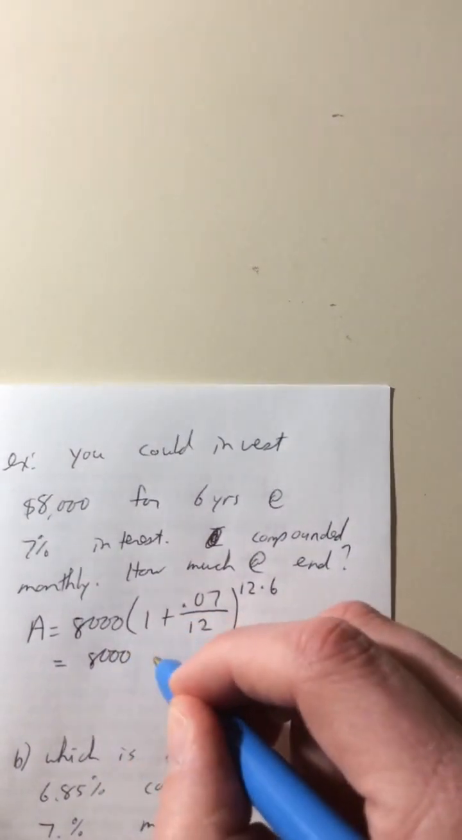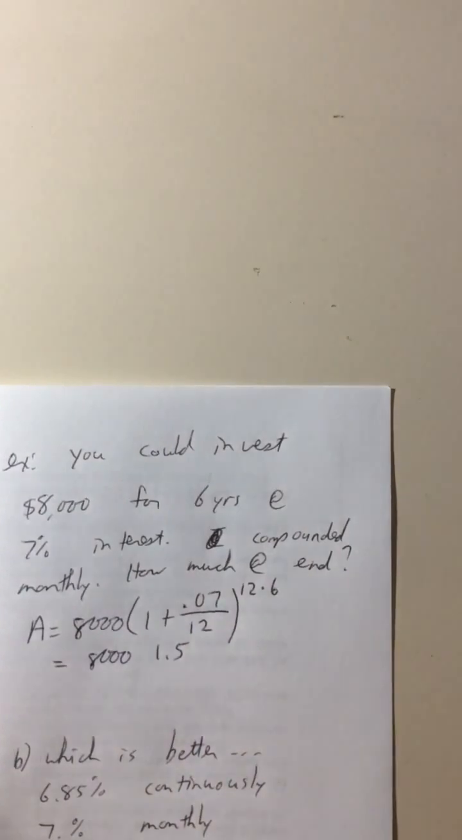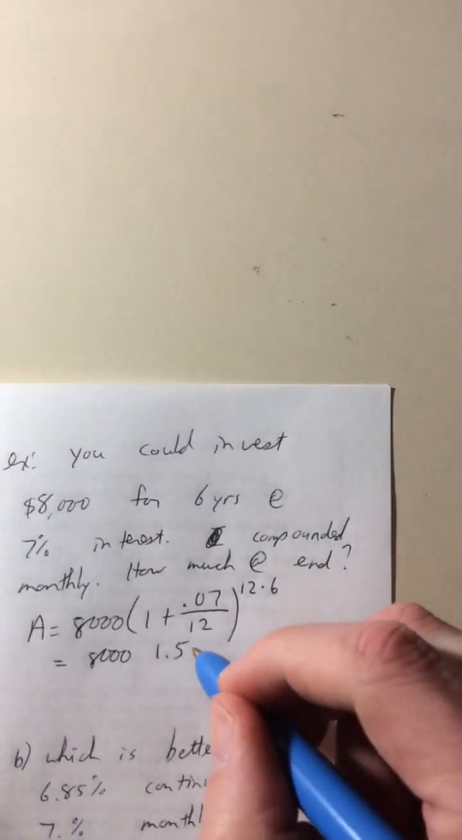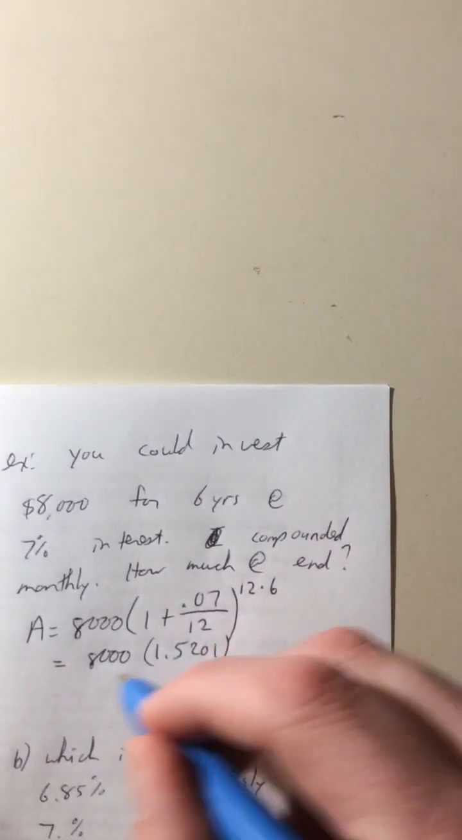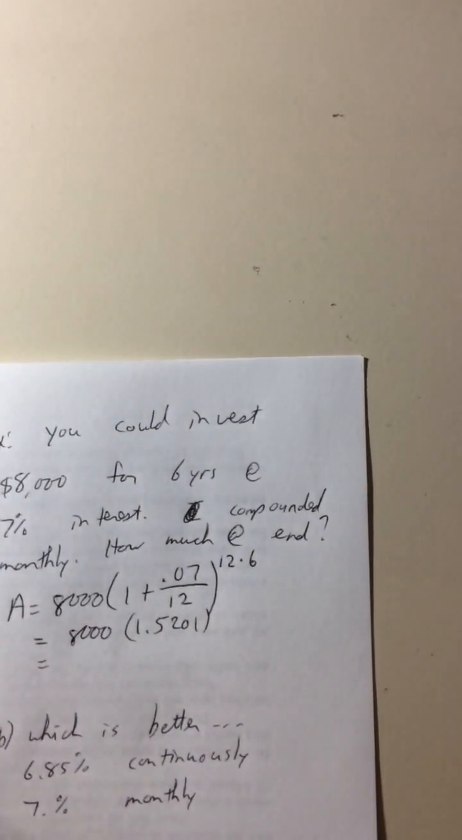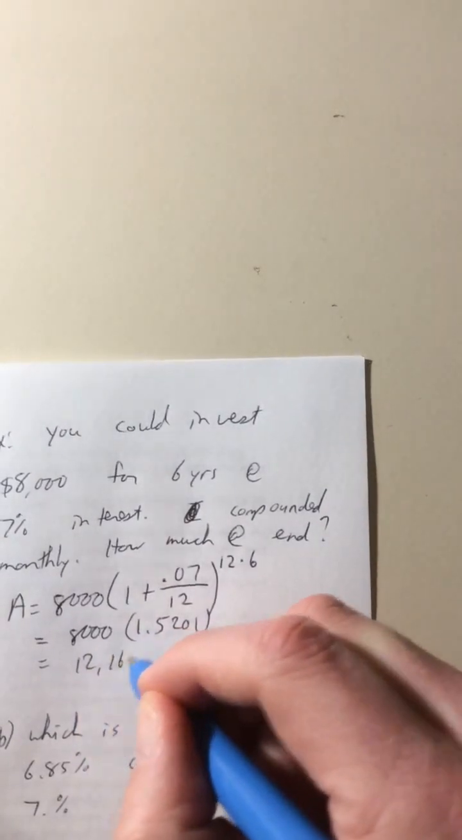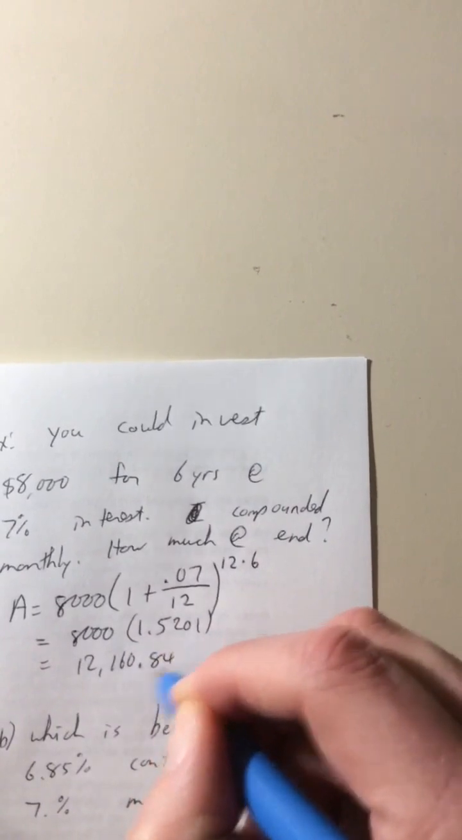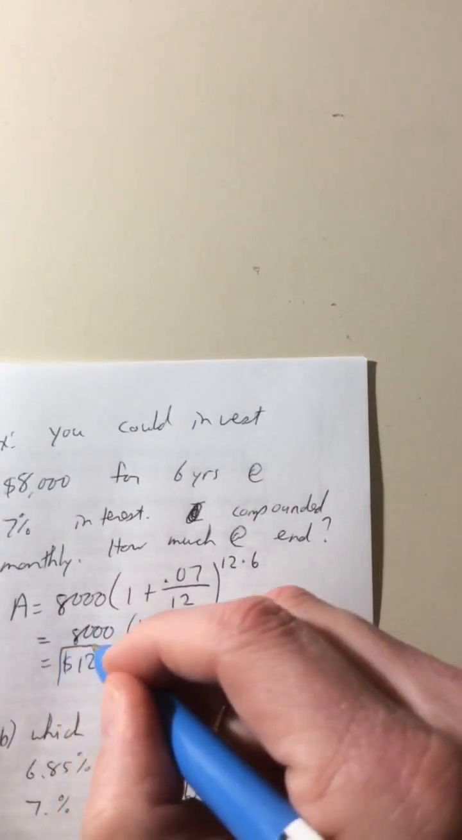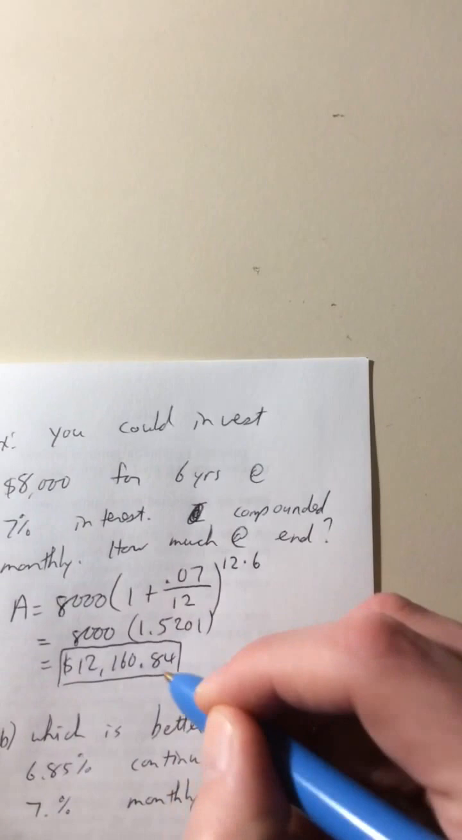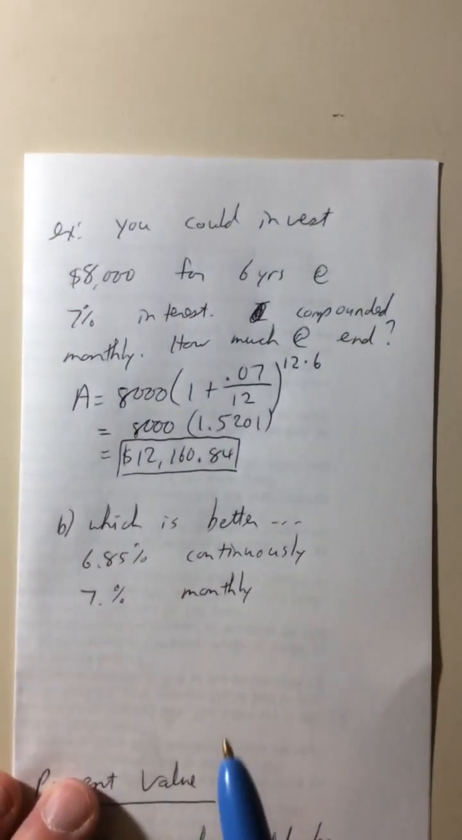8,000 times 1.5201. And that makes 12,160.84. So here's the question.